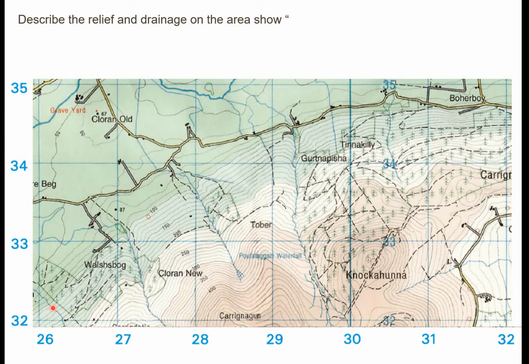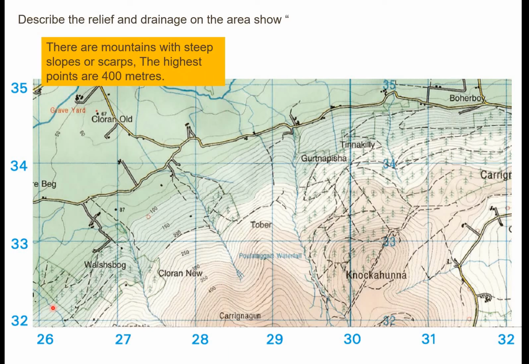So here's another question on relief and drainage. This one looks a bit more complicated. I'm just going to point out a few things for you here, and we will look at more of these maps over the coming months. Okay, so we've got mountains, we've got steep slopes or scarps. We've got the highest points of 400 metres. I'll show that here, that's there.